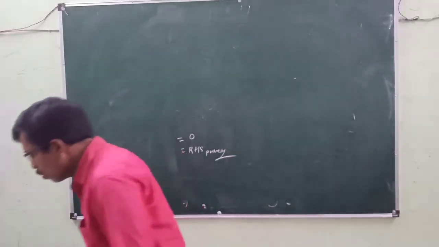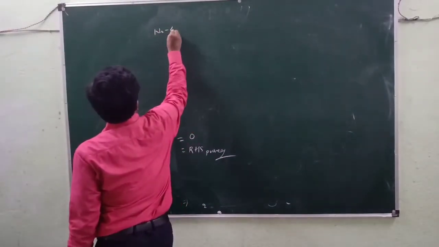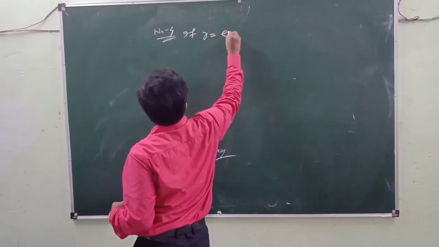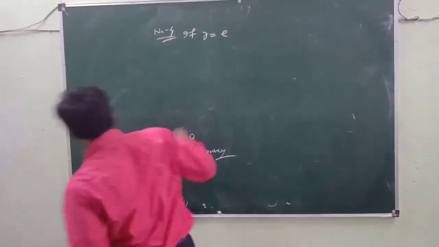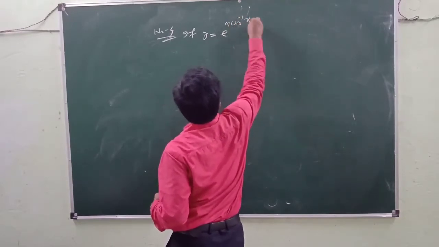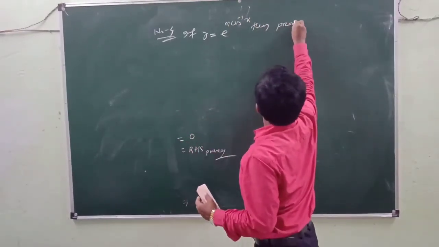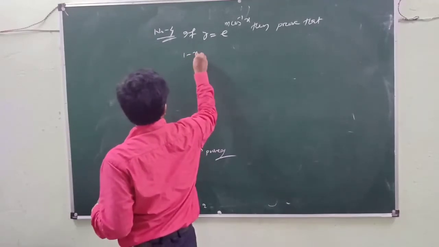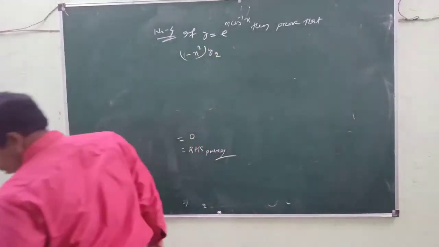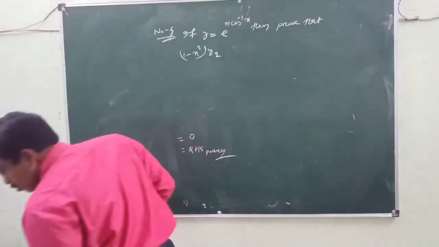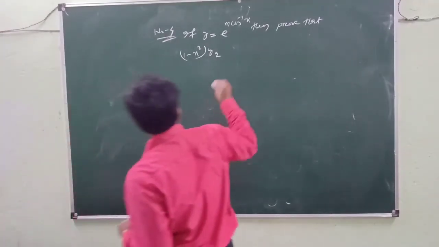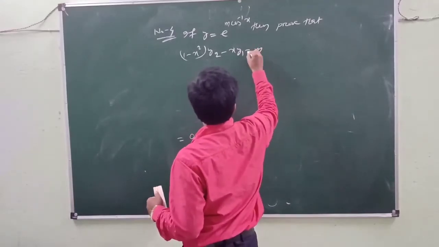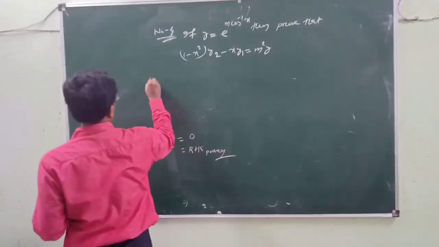Then number 4. The question is given, if y equal to e to the power m cos inverse x, then prove that 1 minus x square y2 minus x y1, that equal to m square y. Proof.